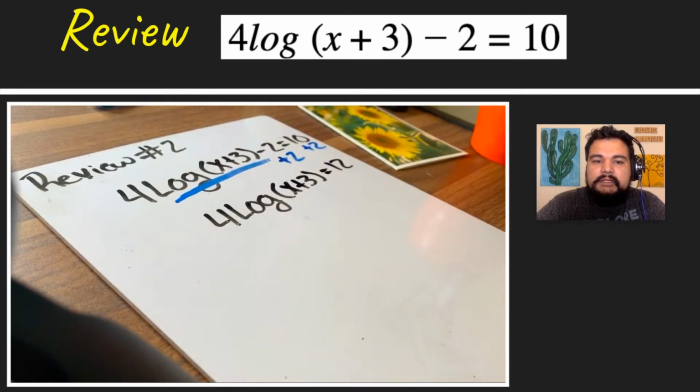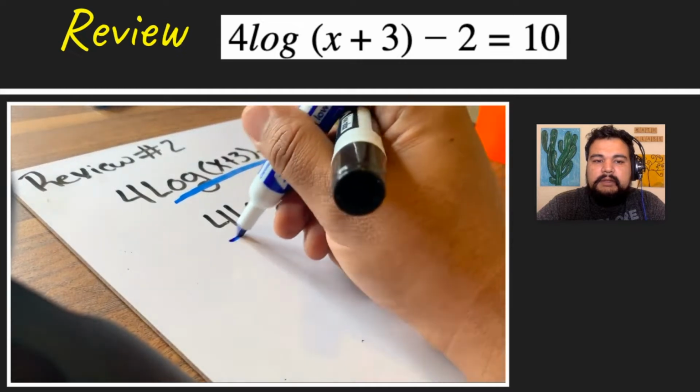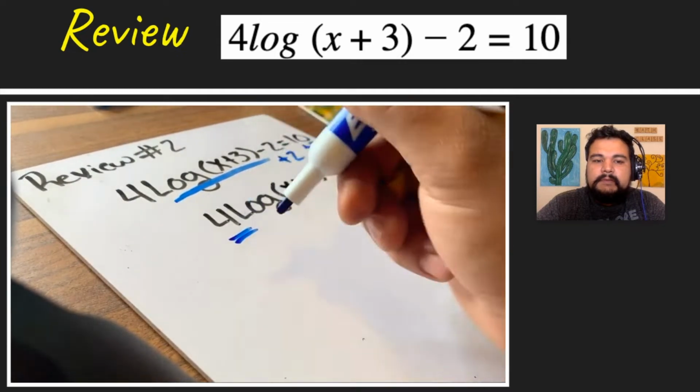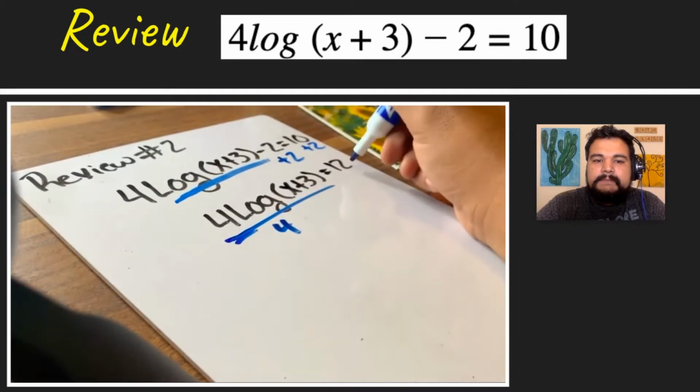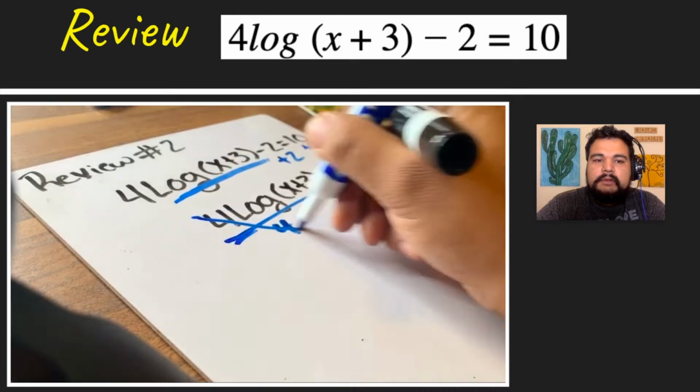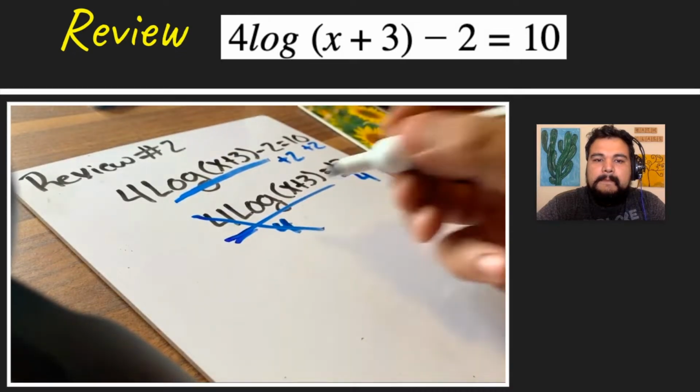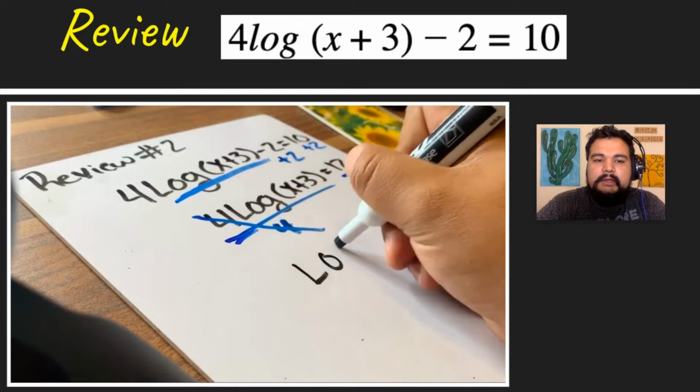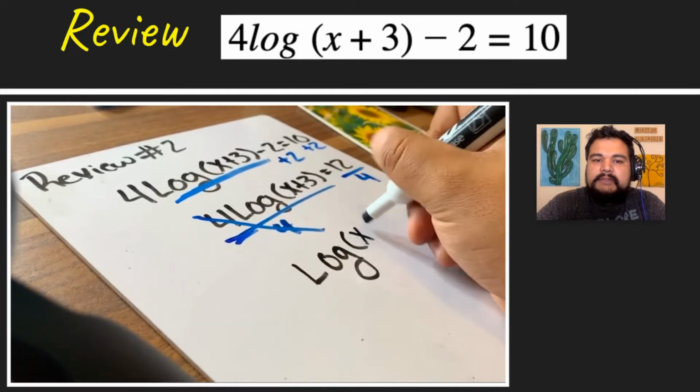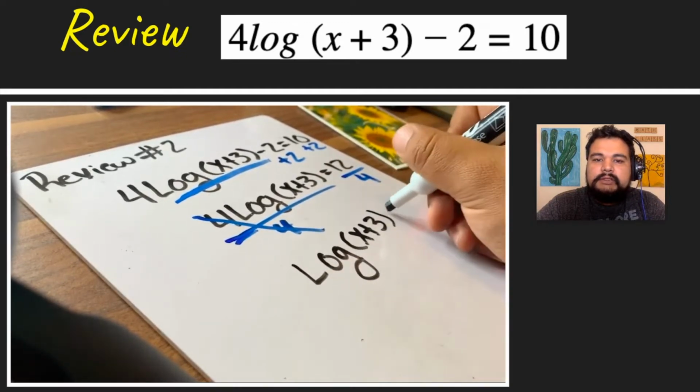Now I have not isolated the log completely. We do need to get rid of that 4 in the front. So we're going to divide by 4. And you're going to end up with log x plus 3 equals to 3.